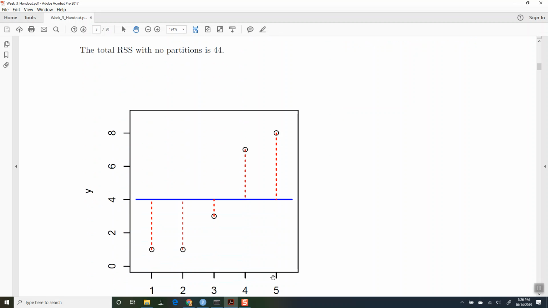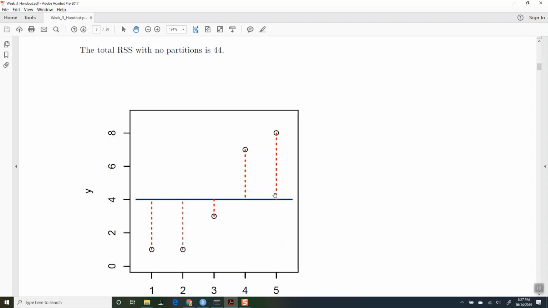And here's kind of a picture. I got x of 1, 2, 3, 4, 5, and y goes 1, 1, 3, 7, 8. And right now we are just going to say that for everybody we predict 4. Is that good? All right, so this is our baseline, okay?